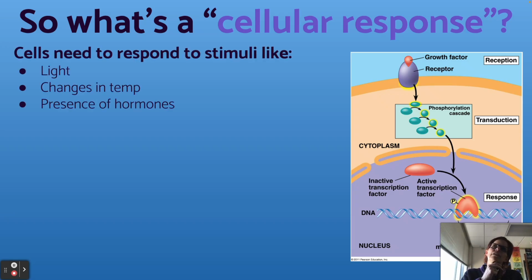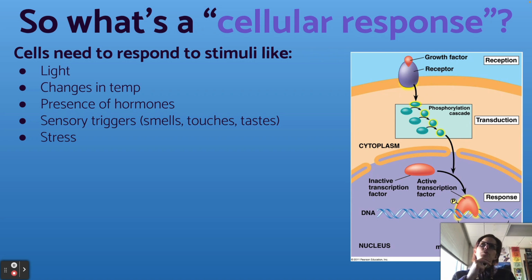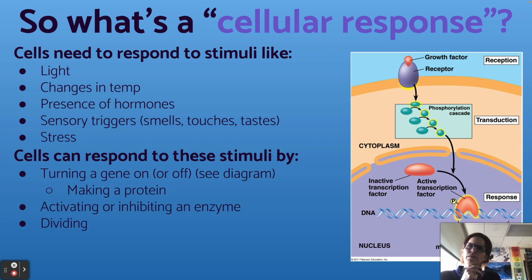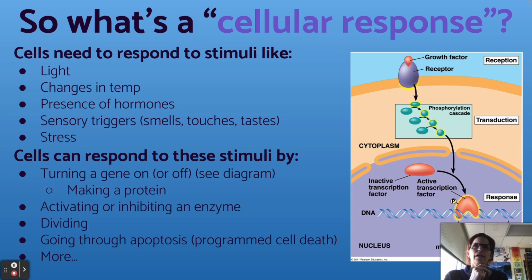And so now, these are things that cells respond to: light, changes in temp, presence of hormones, etc. And these are the ones that you should be comfortable with. They can turn a gene on or off. That would be a response. It can activate or inhibit an enzyme. That would be a response. Mitosis or meiosis would be a response. Apoptosis would be a response, so forth and so on.